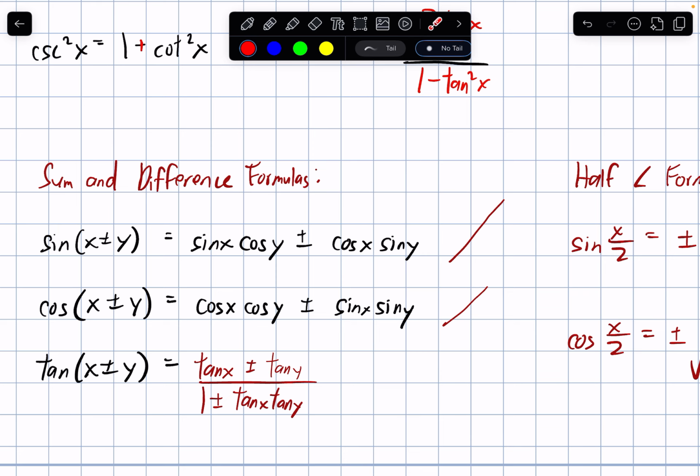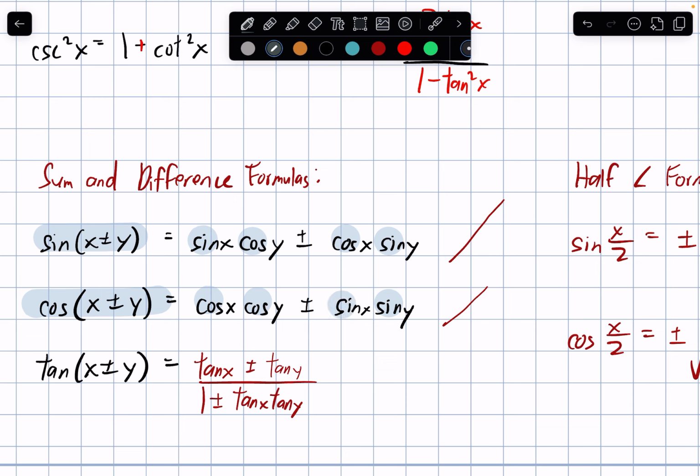Sum and difference formulas. Sine of x plus or minus y is going to be sine x cos y plus or minus cos x sine y. So just think that for sine of x plus or minus y, it's sine cosine, cosine sine. For cosine of x plus or minus y, it's going to be cosine cosine, sine sine. But nevertheless, it's still x y, x y, x y, x y. And what's in the middle is essentially the plus or minus sign.